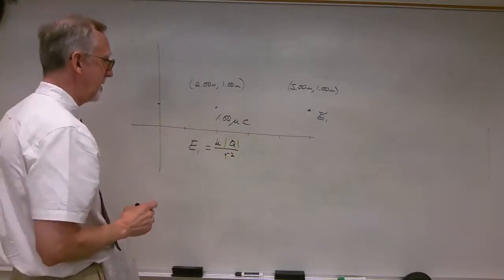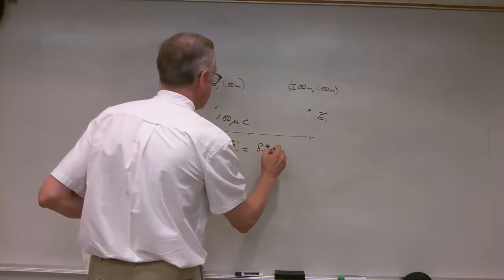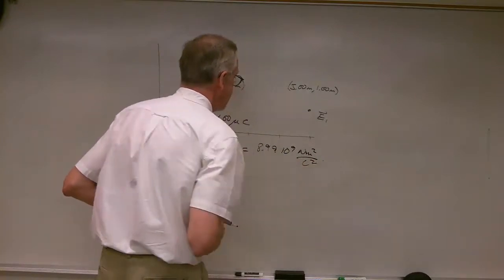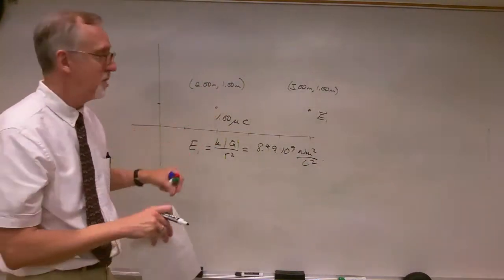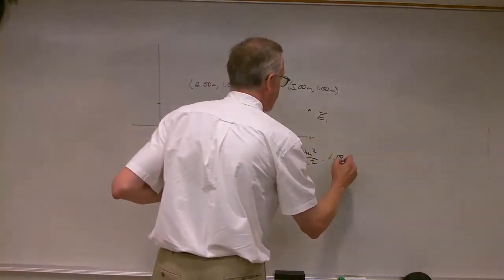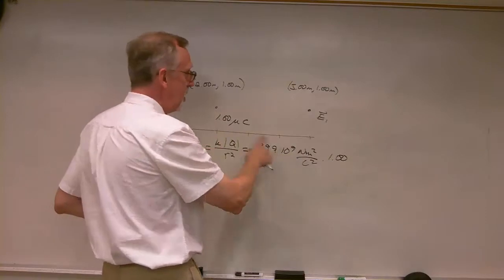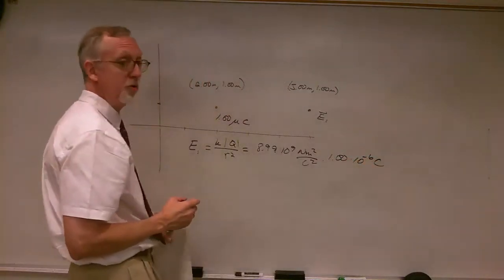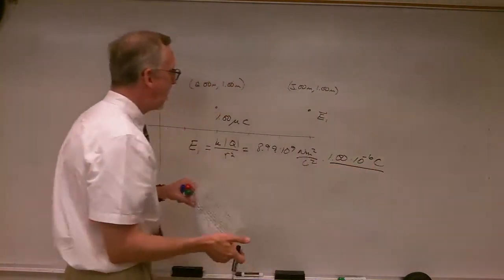So let's figure out what that is. Well, K, we know, is 8.99 times 10 to the 9th newton meter squared per coulomb squared, times the magnitude of the charge. Now, what's the magnitude of the charge? 1 microcoulomb. In order for the units to cancel, we have to put that in terms of coulombs. 1 microcoulomb is 1 times 10 to the minus 6 coulombs. So there's the charge, divided by R squared.